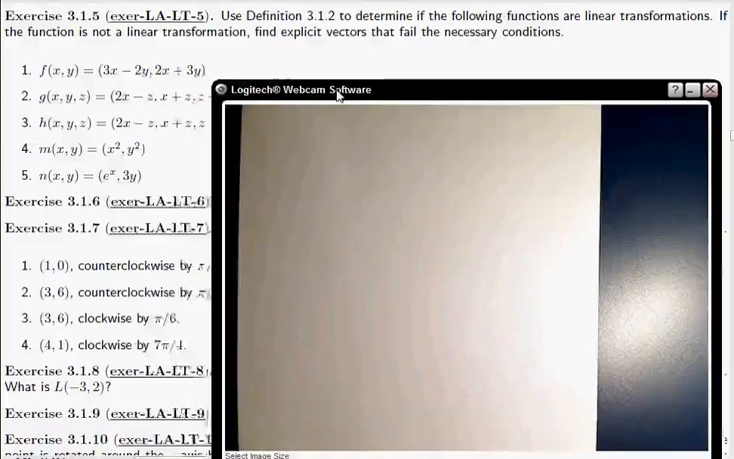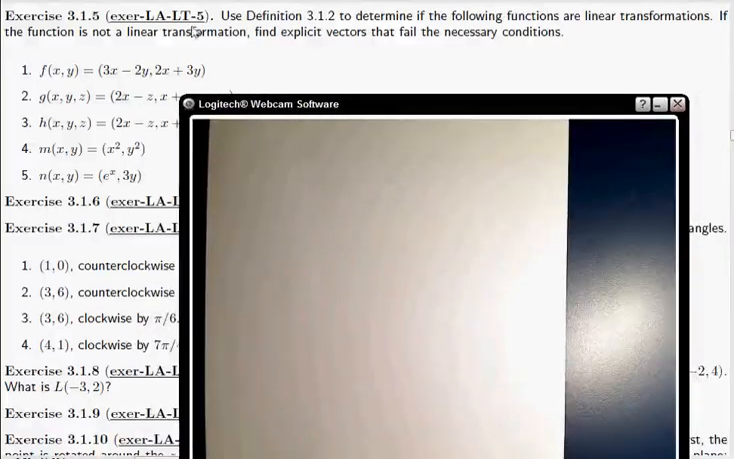Okay, so we're doing this one here. So LT5, and let's see, we're doing part 3 here.